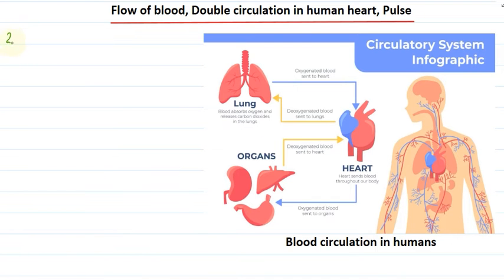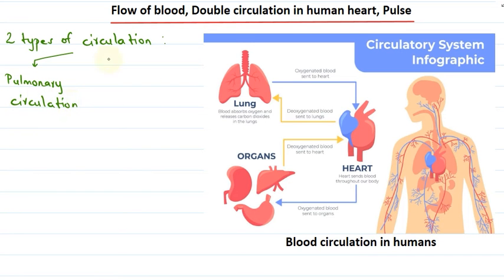There are two types of circulation of blood. And what are these two types? One is pulmonary circulation. Okay, and the other one is the systemic circulation. Okay, these are the two types of circulation that takes place in our body.